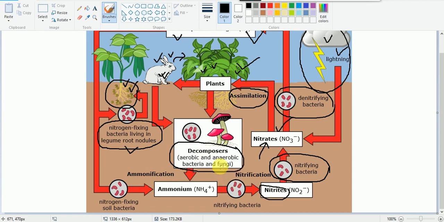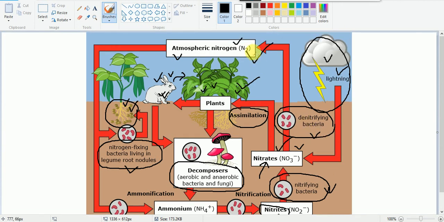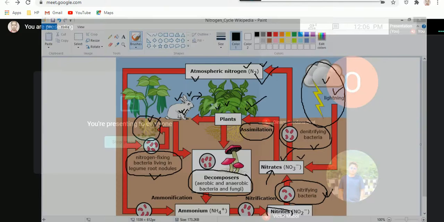Then again by bacteria, the nitrogen found in these dead bodies and the excreta will be converted into nitrites. And there are some more bacteria which can convert nitrite into nitrates, and still we have some other bacteria which can convert nitrate into free atmospheric nitrogen. So in this way the nitrogen cycle is complete.